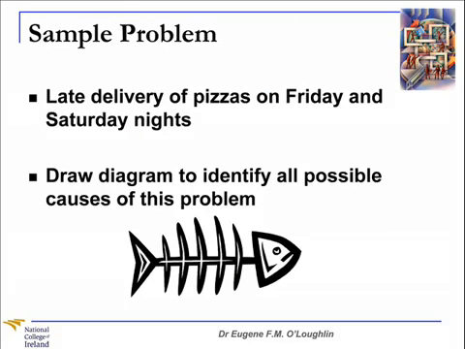And the best way to illustrate how to use a cause and effect diagram is to go through an example. Suppose we have a pizza delivery company which is experiencing a lot of complaints from customers about late deliveries of pizzas on busy Friday and Saturday nights. And what we're going to do is draw a diagram to identify all possible causes of this problem.